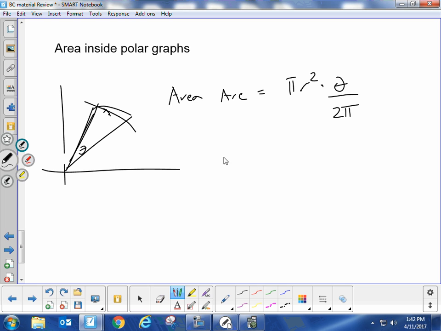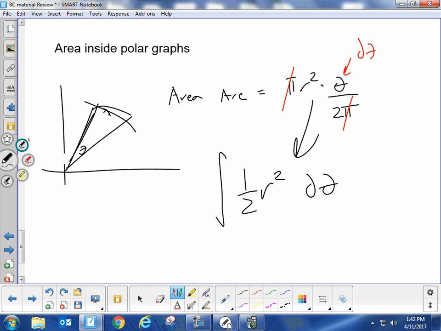And what we're going to do is take an infinite sum of these pi r squared times theta over 2 pi. But notice the pi's will cancel, and the theta would turn into d theta, and we end up with this formula of 1/2 r squared d theta. Notice how it just comes from pi r squared times theta over 2 pi. This is easy to remember if you recall this. Now this would be from some theta to a second theta.